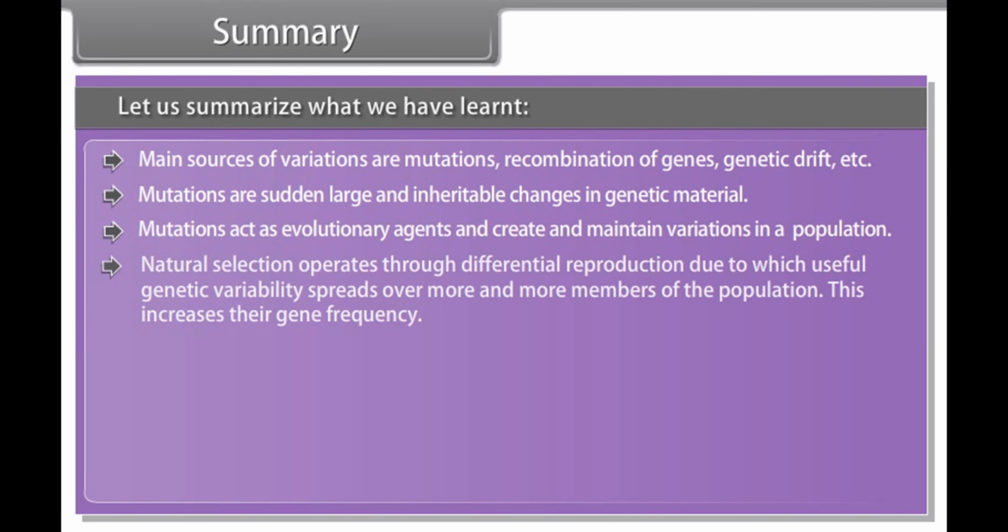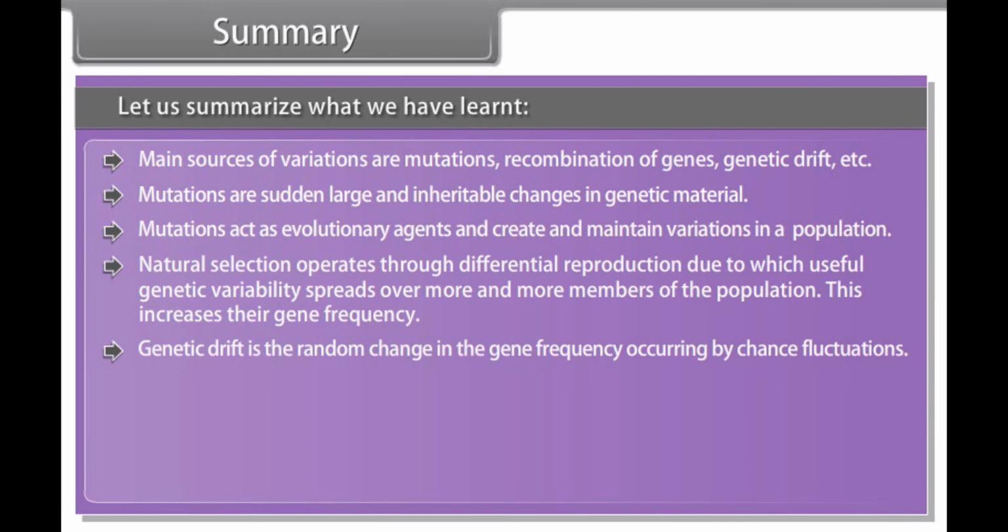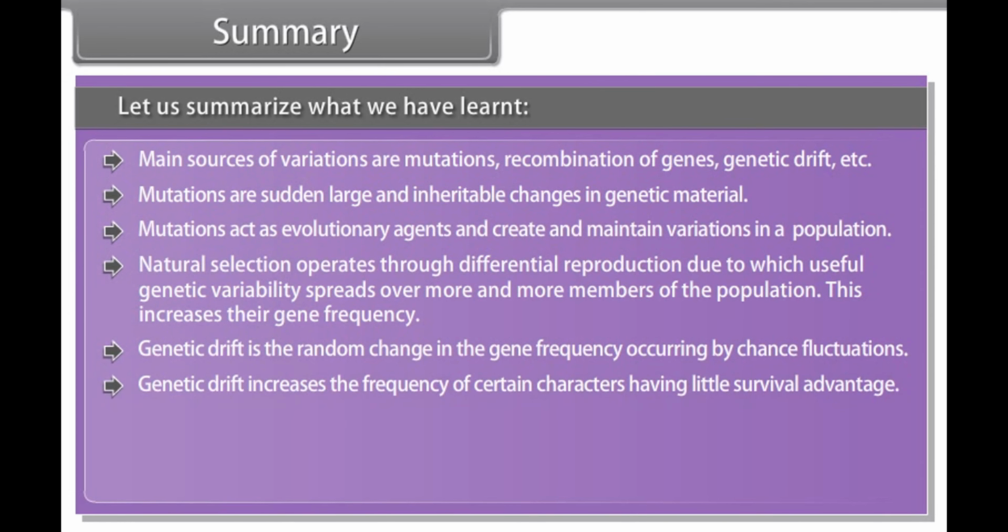Natural selection operates through differential reproduction, due to which useful genetic variability spreads over more and more members of the population. This increases their gene frequency. Genetic drift is the random change in gene frequency occurring by chance fluctuations. Genetic drift increases the frequency of certain characters having little survival advantage.